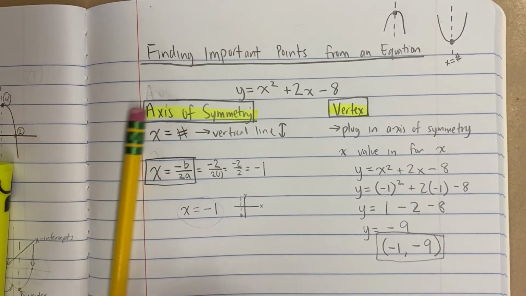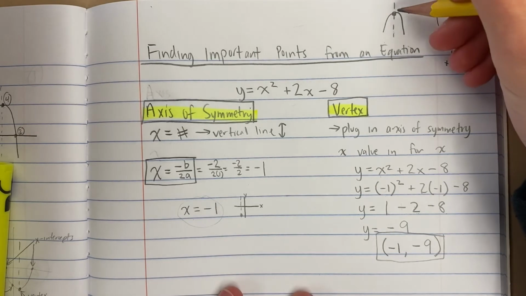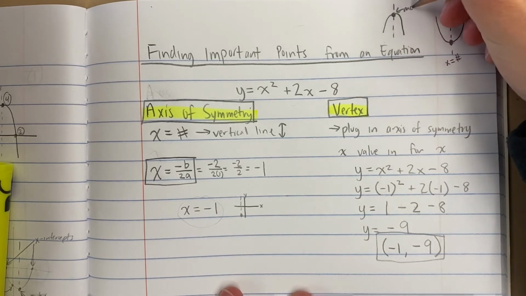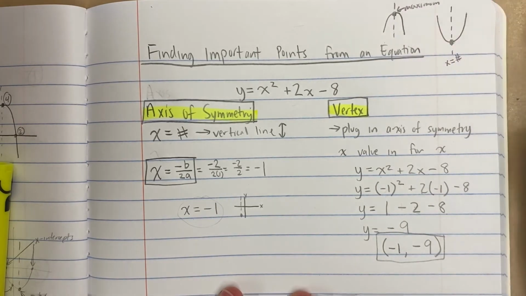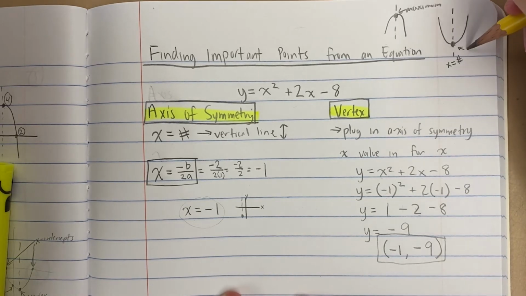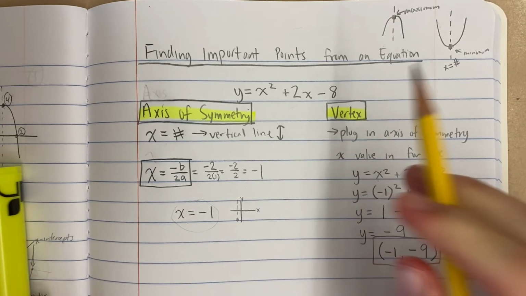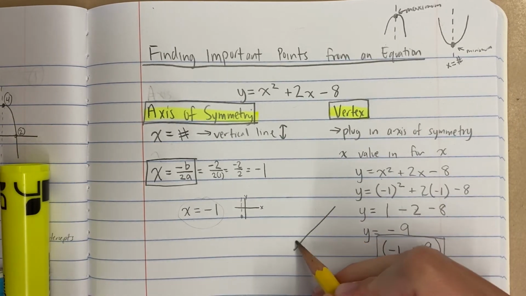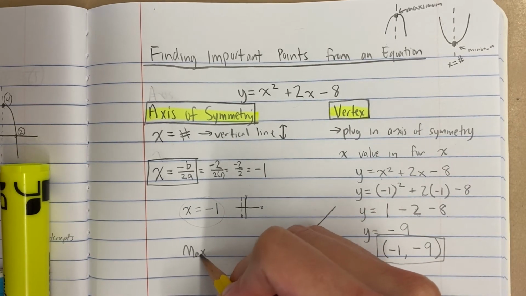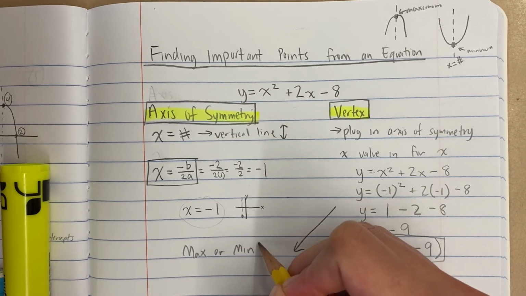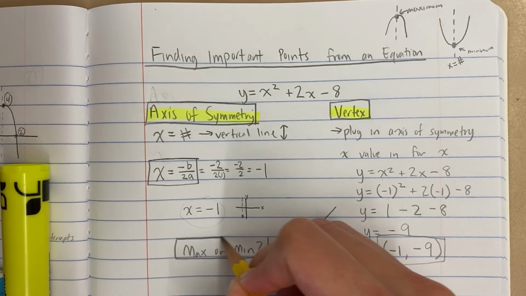Now you might be wondering, is this vertex a maximum or a minimum? Like here, this vertex is a maximum because it's on top of the graph, whereas this vertex is a minimum because it's on the bottom of the graph. So how do I know just by looking at an equation whether a vertex is a maximum or a minimum? I'm going to tell you how.